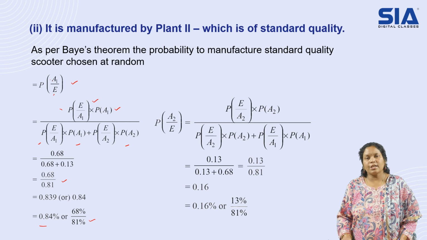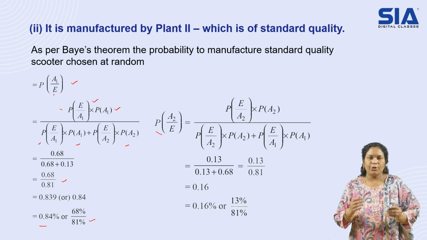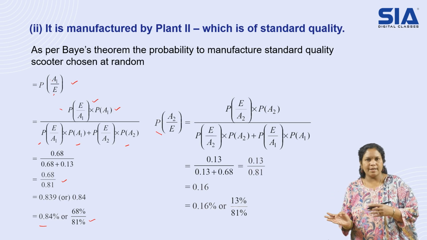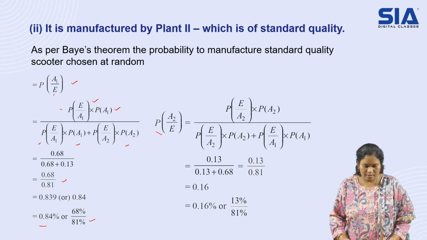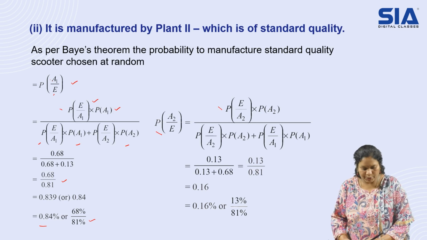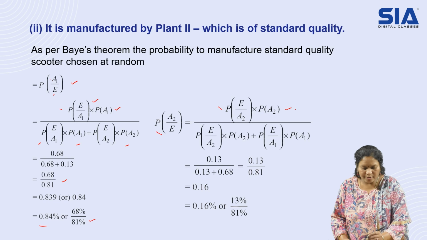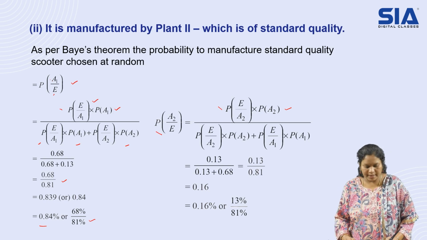Now let us check how the quality goes for plant 2. So probability of A2 by E: A2 is plant 2, and standard quality is E. So it is a combination, and let us check how it goes using Bayes theorem. Probability of E by A2 into probability of A2. I have all these values already. Substitute and get the answer.